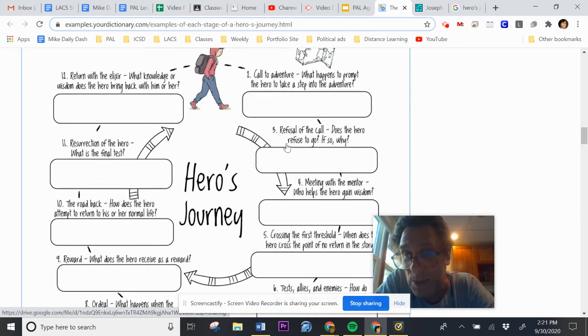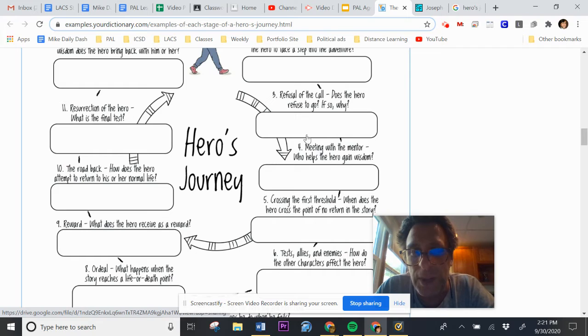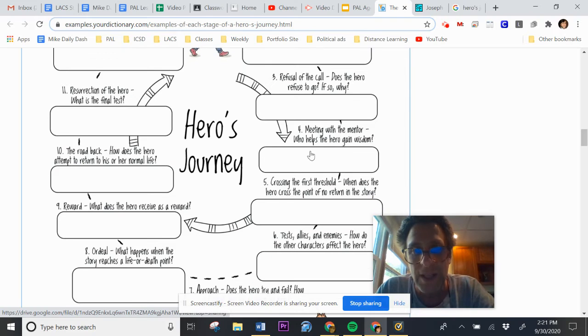By the way, you can use as many of these elements as you can. If there's one or two that don't work for you, leave them out of your story. Often during the story, there's a meeting with a mentor, a person who helps give them wisdom or understanding. They cross the first threshold. The hero leaves the point of no return, where it's another moment where they can choose to turn back or they're on this mission for good.